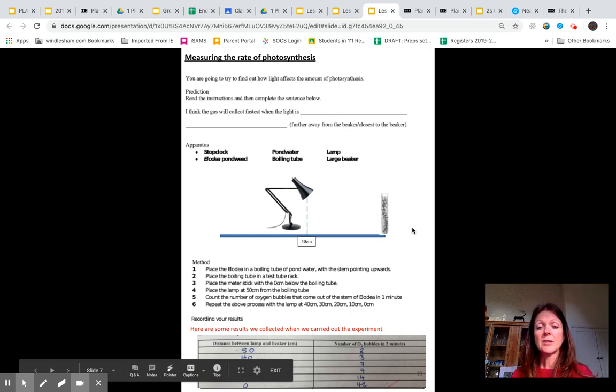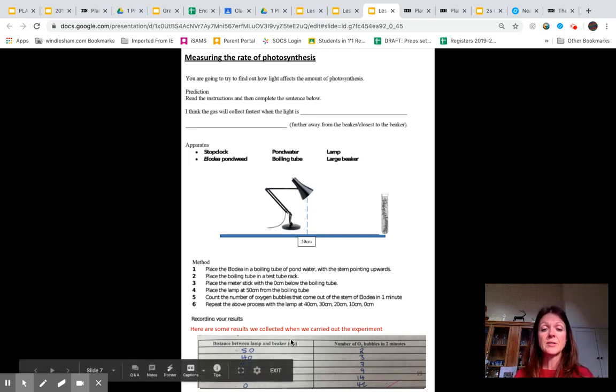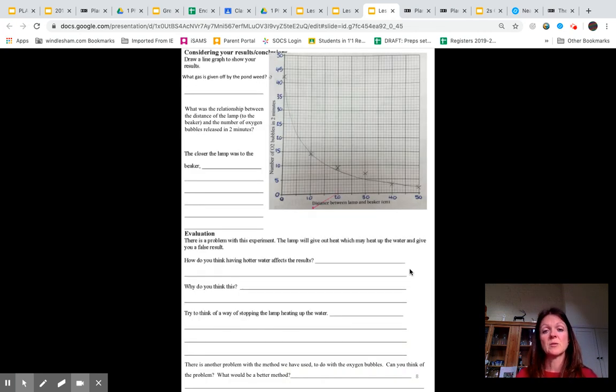You can see down the bottom here the results that we have obtained in the past, where the distance from the beaker is written here, and the number of bubbles collected in 2 minutes is written here. So I've copied in here some results for you as if you had done the experiment. And the next slide here is an evaluation of the experiment. Once again, I've copied in for you the graph here because you wouldn't be able to draw that online. But what you will be able to do is answer these evaluation questions here. So that's going to be your job in a minute.